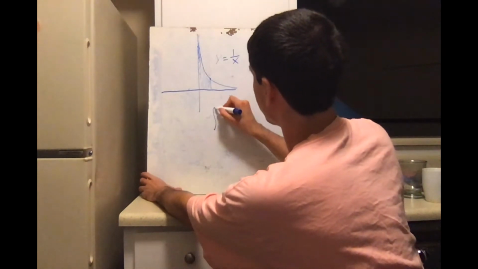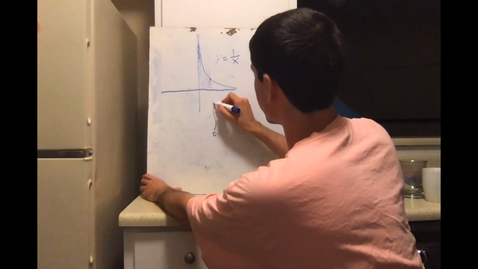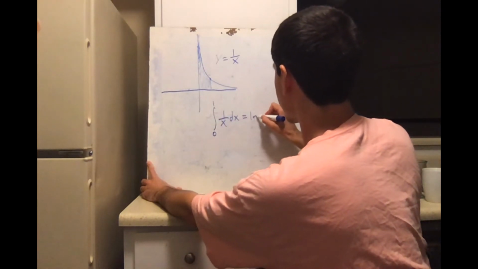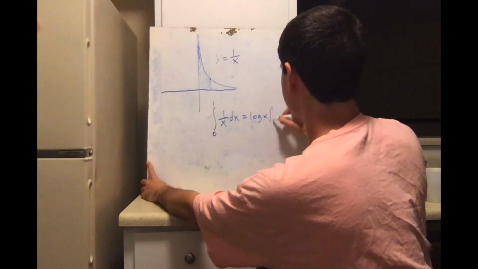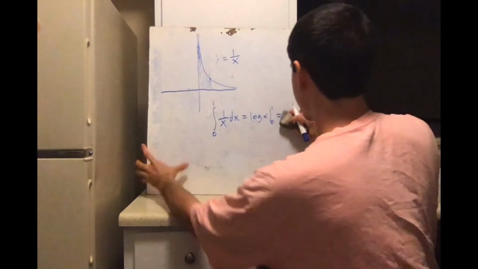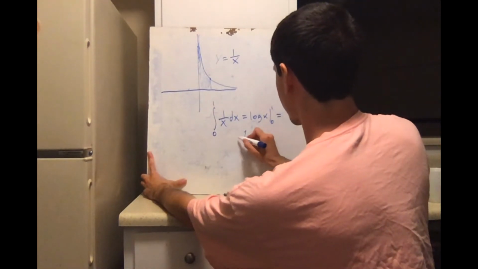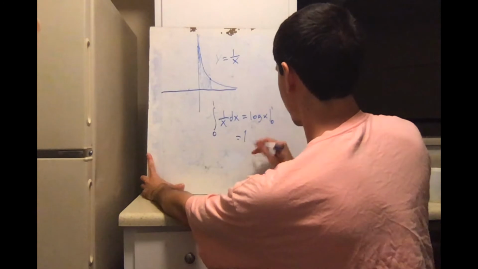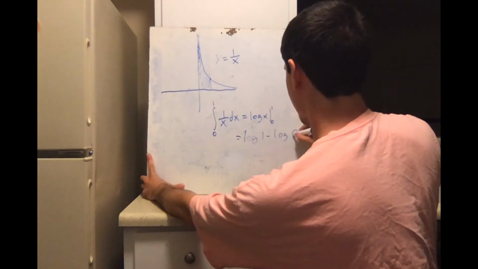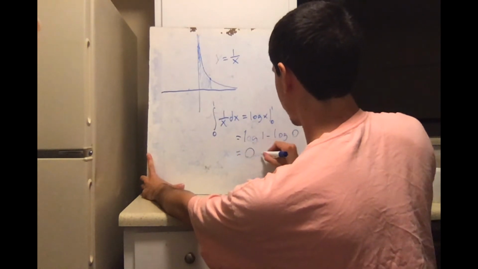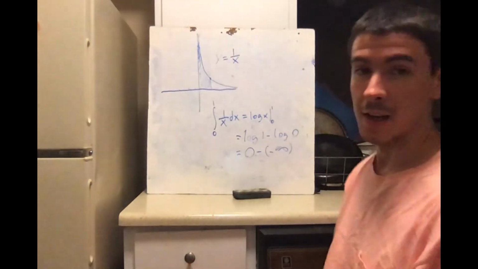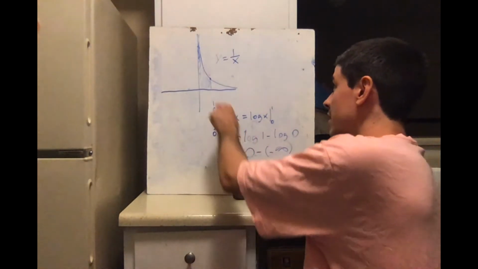So let's try this out. Integral from 0 to 1 of 1 over x dx. So this is going to be log x, evaluated from 1 to 0. This is going to be, 0 is log of 1, right? So it's going to be equal to log of 1 minus log of 0, which is going to be, log of 1 is just 0. 0 minus log of 0 is minus infinity. And so this has an infinite area.